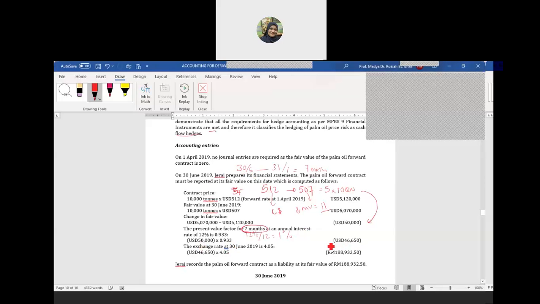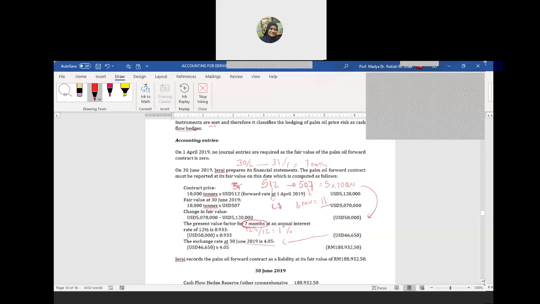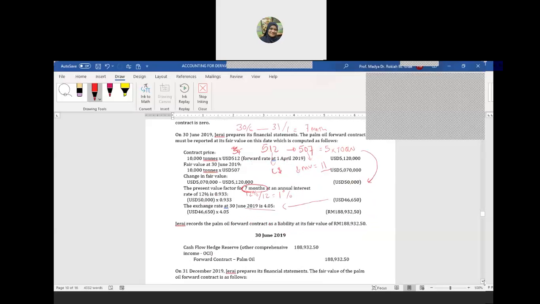And then this 46,650 you need to convert to Malaysian ringgit. The rate on 30th of June here is 4.05. So 4.05 times 46,650, so you're going to have a loss in terms of Malaysian ringgit of 188,932.50.